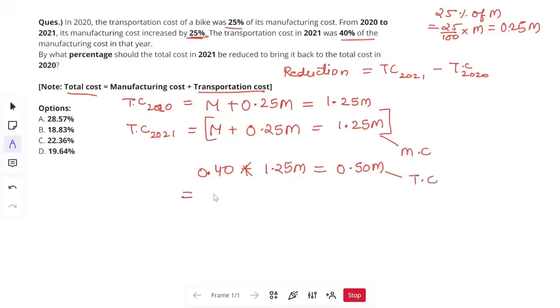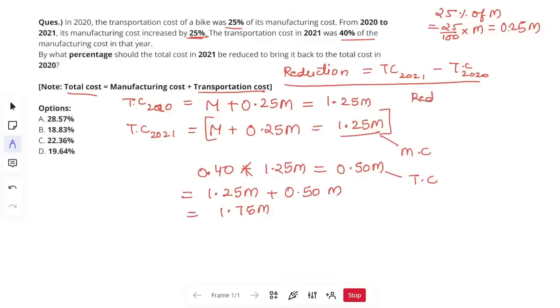So our total cost will be this one, 1.25 M plus 0.50 M. If you add both of them, you will get 1.75 M. So now we have got the total cost in 2021. Now our formula that we have written, right? Reduction: in order to calculate it, we need the total cost in 2021, which is 1.75, minus the total cost in 2020, which was 1.25. So 1.75 minus 1.25 is going to give us 0.50 M. Don't forget to mention M everywhere, because M was a part of it, which is manufacturing cost.